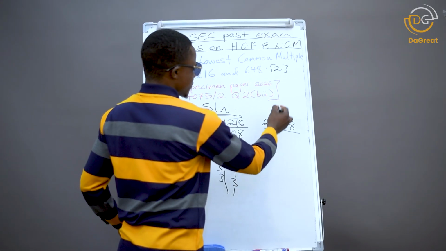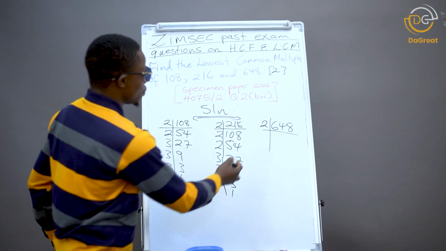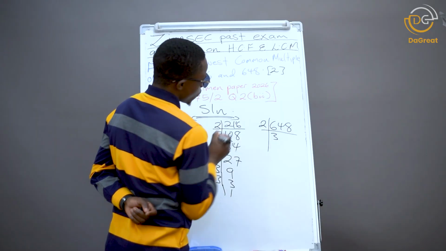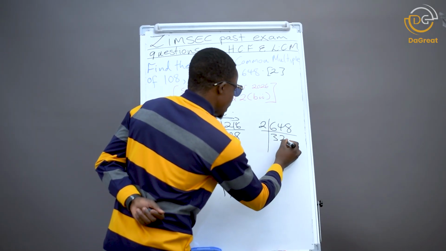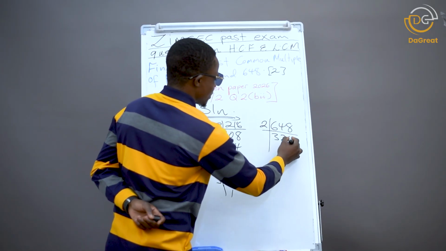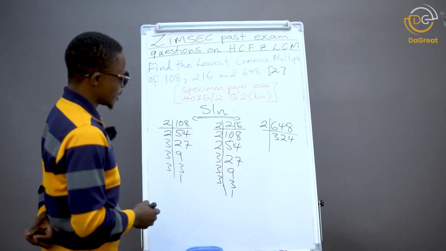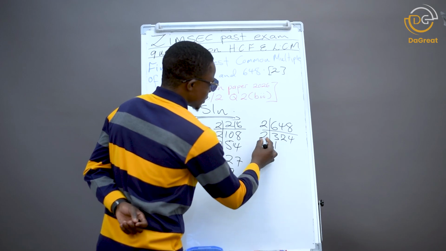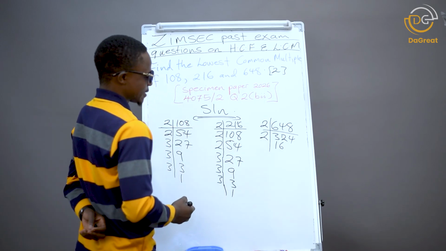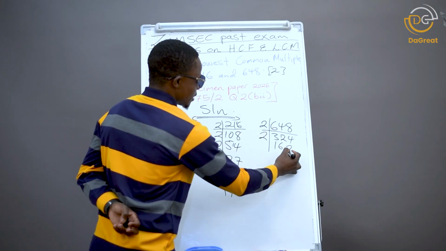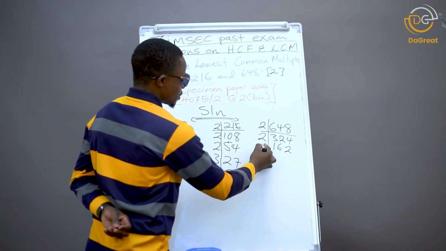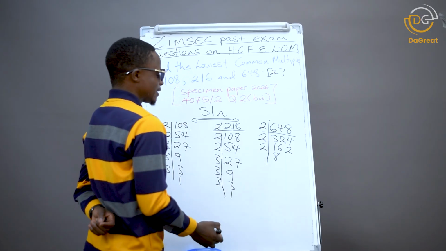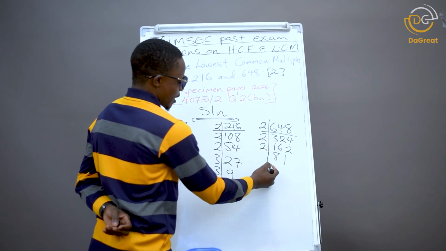The smallest prime factor of 648 is 2 again. 2 into 648 is 324. Then the smallest prime factor of 324 again is 2. 2 into 324 is 162. The smallest prime factor of 162 again is 2. 2 into 162 is 81.